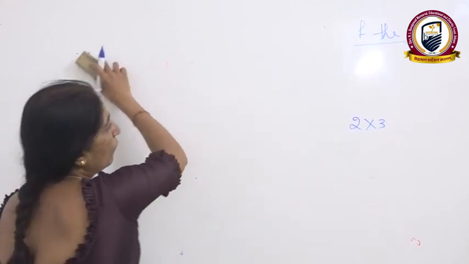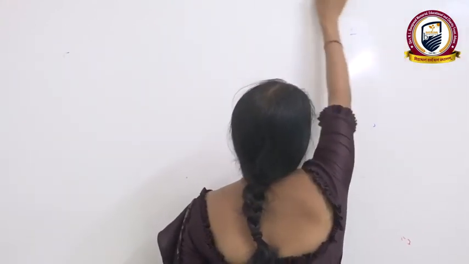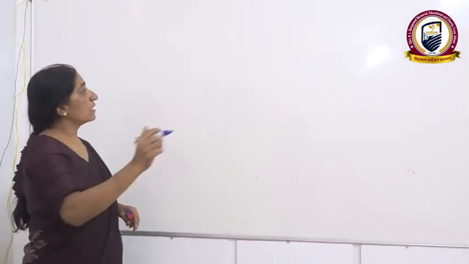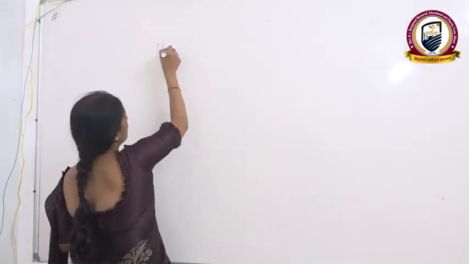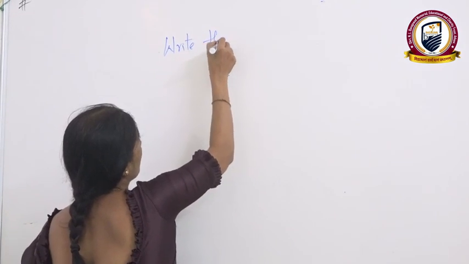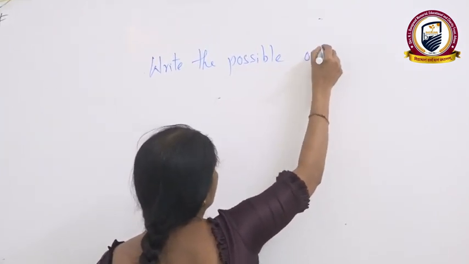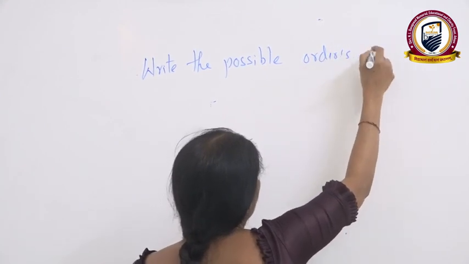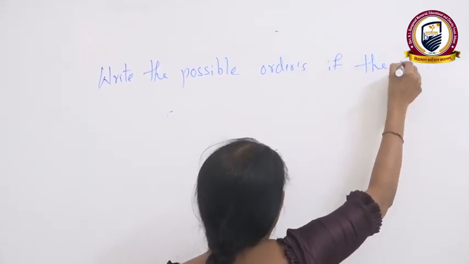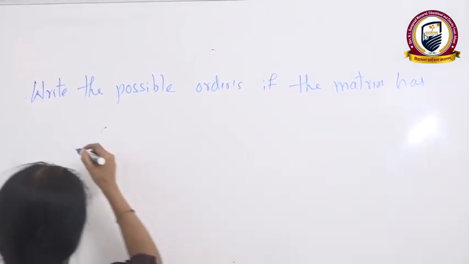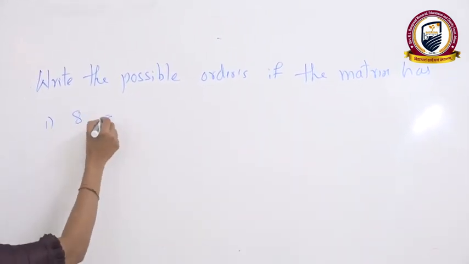With the help of order, we have a question in the annual paper, for 1 mark. The question will be like this: write the possible orders if the matrix has, first one, I am giving you the first one, 8 elements.